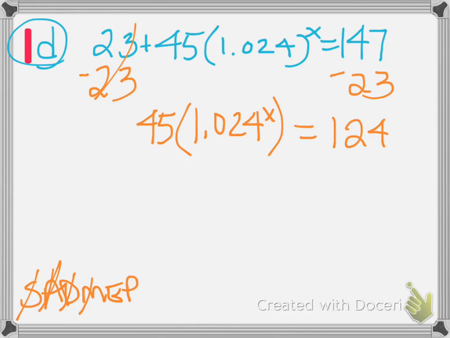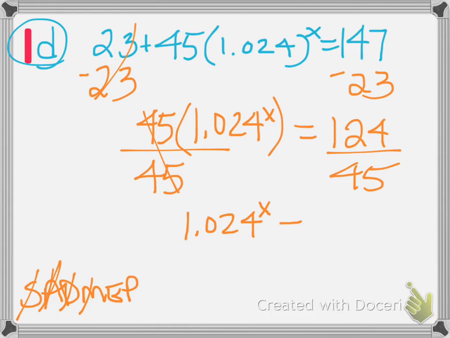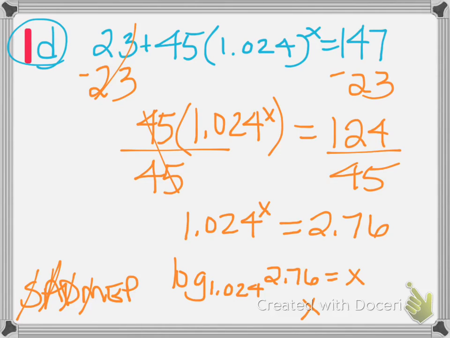No division, but I do have multiplication, so I have to divide by 45. Which leaves me with 1.024 to the x power equals 2.76. And then once again, definition of log. So log base 1.024 of 2.76 equals x. And solving, we get x equals 42.81. And there's our solution for that one. Okay, so that's number 1.